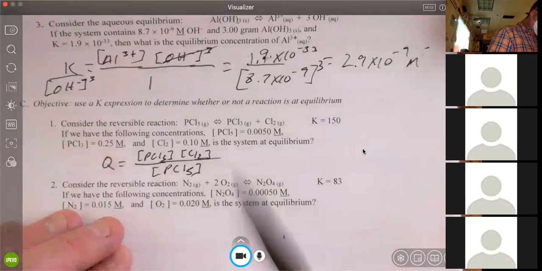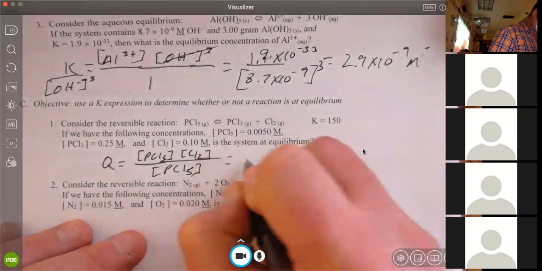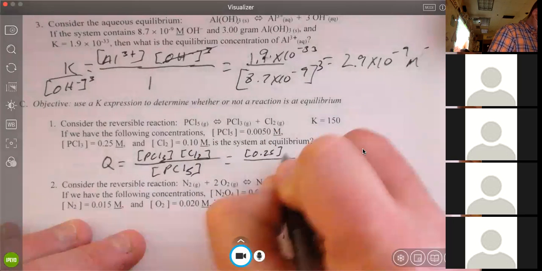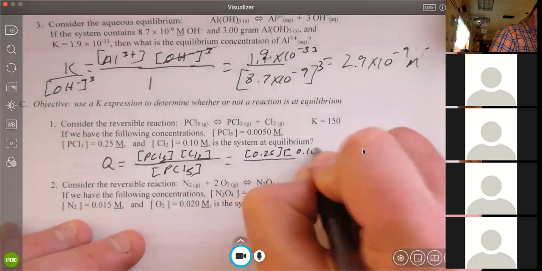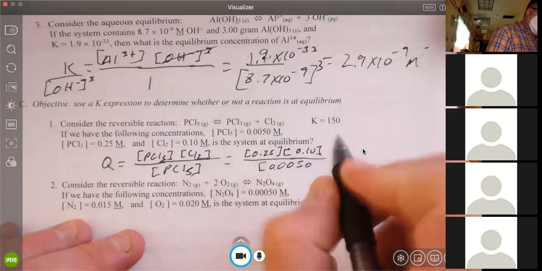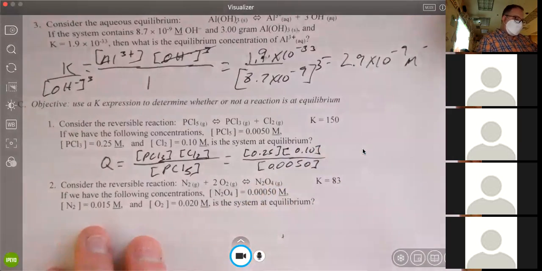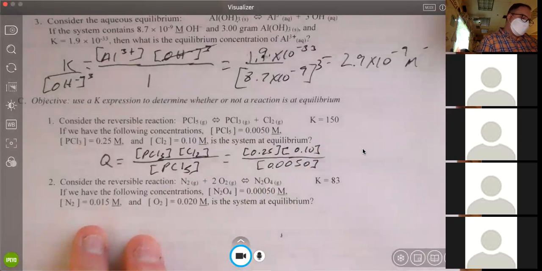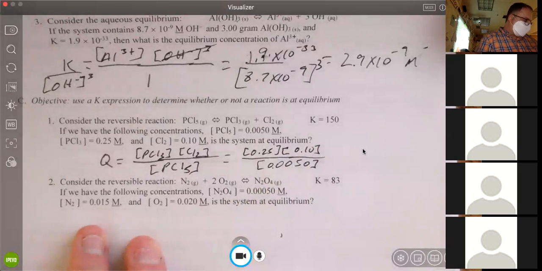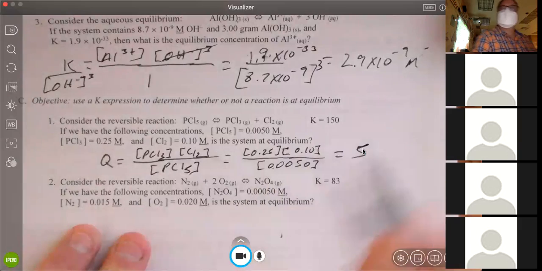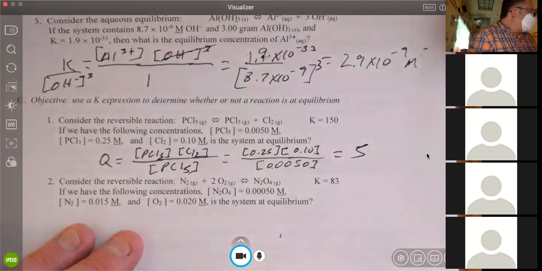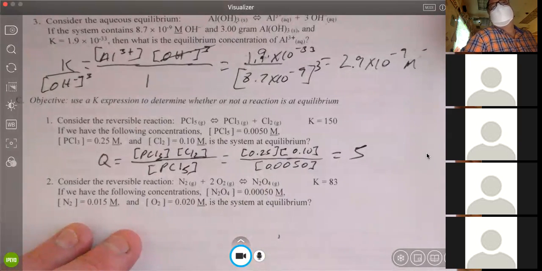So if we do this, nothing to square, 0.25 times 0.1 divided by 0.005. It's 5. Calculator, can't use it. So it's 5.